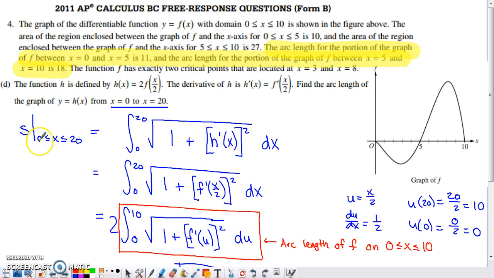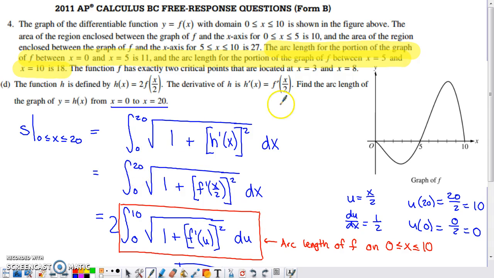The length of a curve on the interval 0 to 20 is going to be the definite integral from 0 to 20 of the square root of 1 plus the derivative of that curve squared. Well, we know what the derivative of this curve is. The derivative of h of x is f prime of x over 2. So if I replace h prime of x with what they tell us h prime is equal to, I end up looking at this. Now, it seems like we're going to have to do some adjusting with these limits of integration.